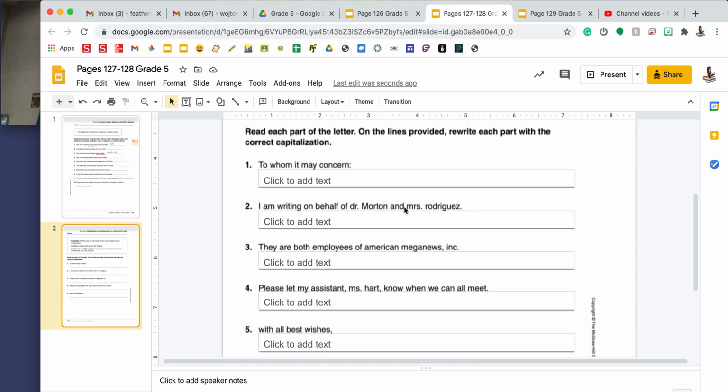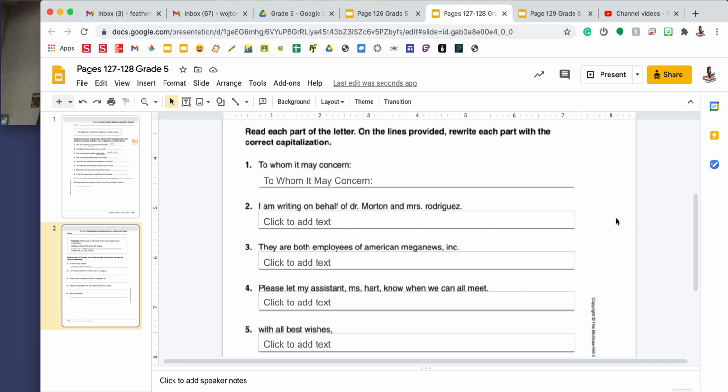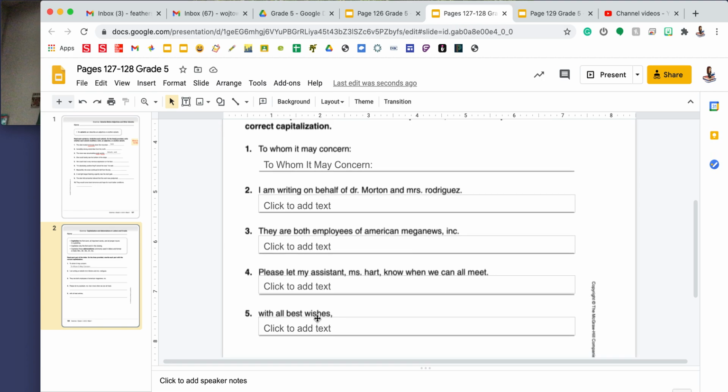On this page, you're going to read each part of the letter, and on the lines provided, rewrite each part with the correct capitalization. So you are only looking at fixing capital letters. All the punctuation is already correct. So for number 1, it says, to whom it may concern. Because this is the opening of my letter, I capitalize all of the words. You will finish going through looking for capitalization mistakes for 2 through 5. Remember, in your closing, you only capitalize the first word.